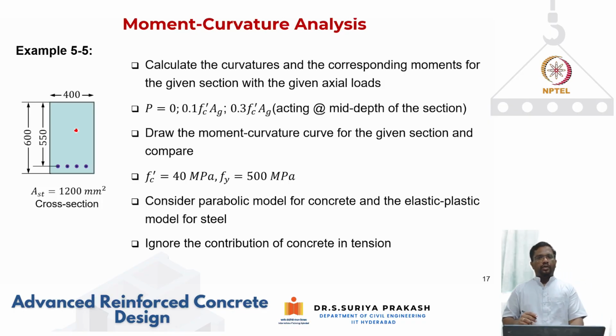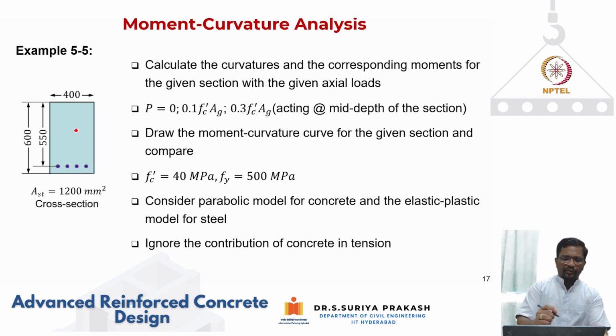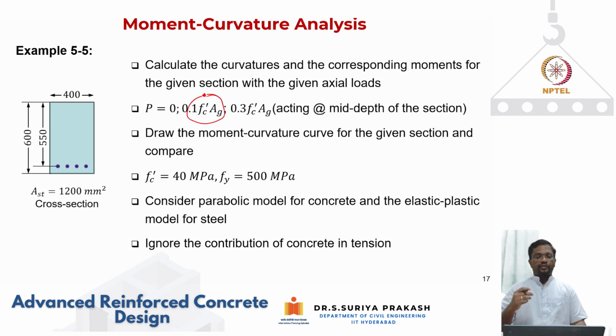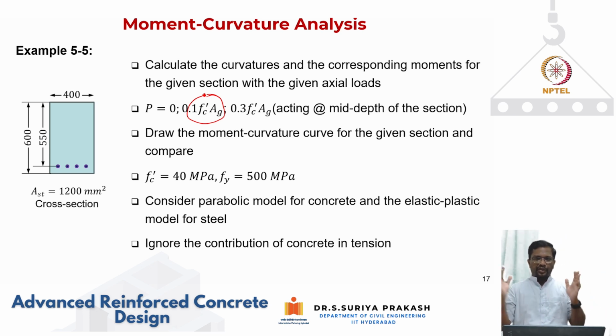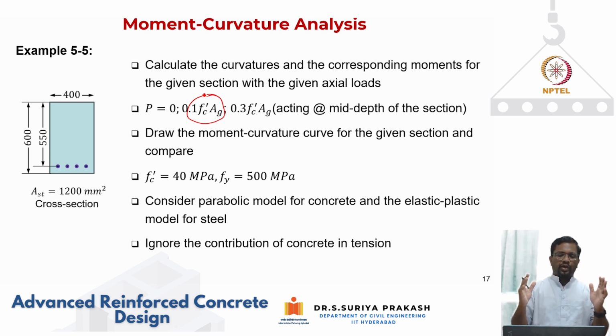So now we have done the moment curvature analysis for a particular section for one level of axial compression, which is your 0.1 f'c Ag. Okay, so this is what we did previously. Now let us see if I increase my axial compression, the P that we have put, instead of 0.1 f'c Ag.